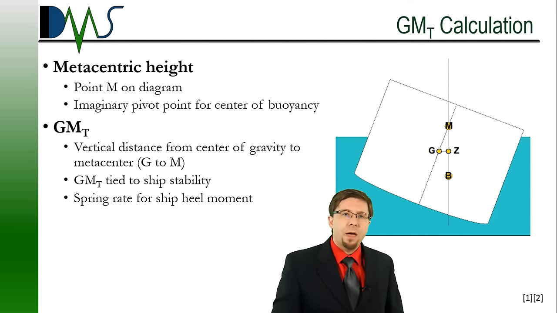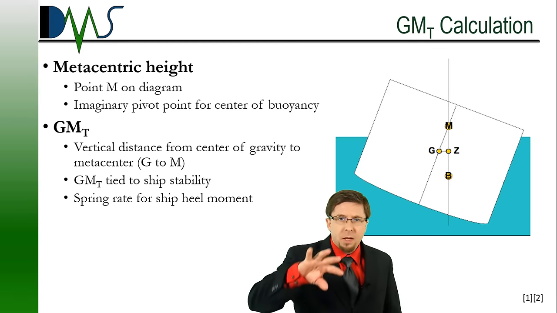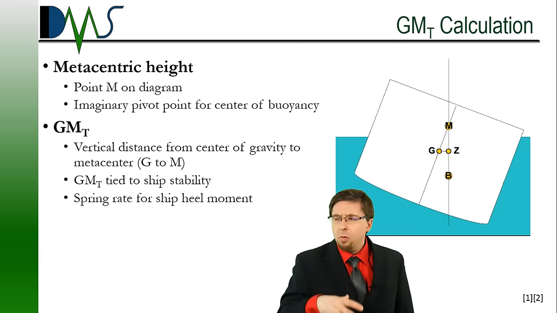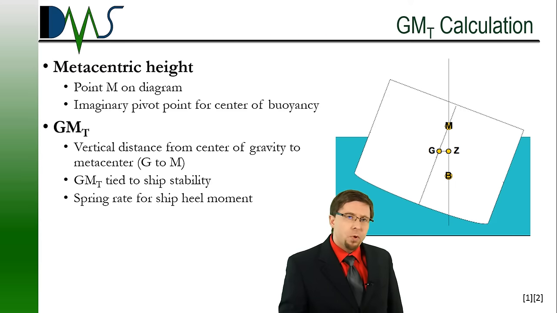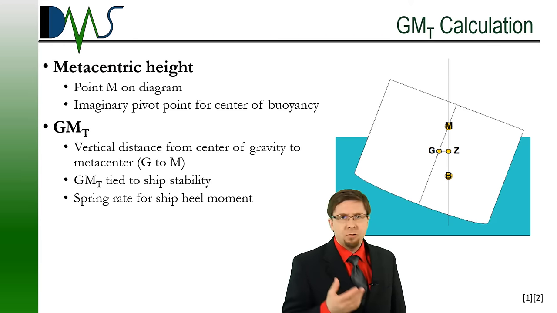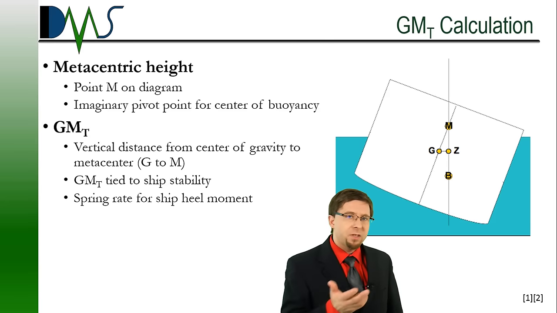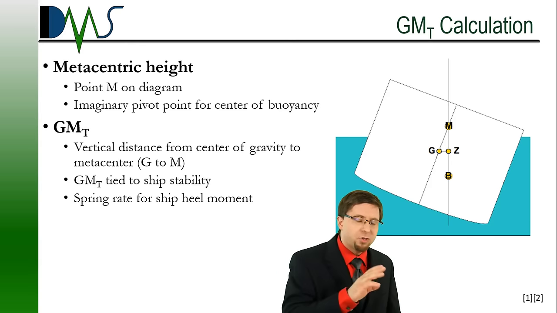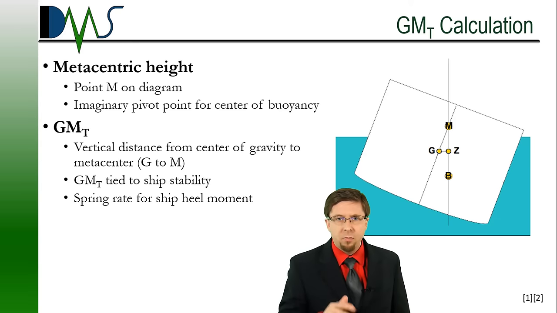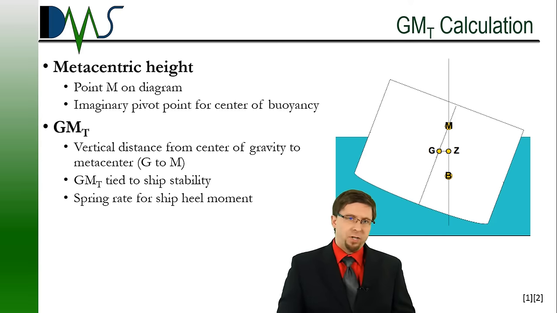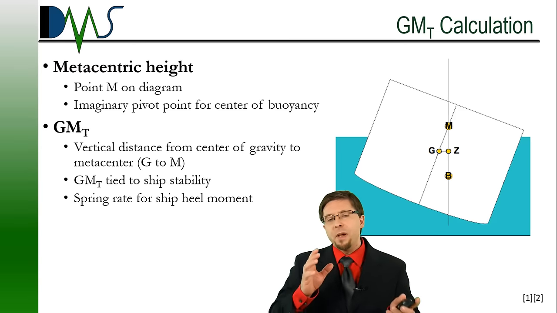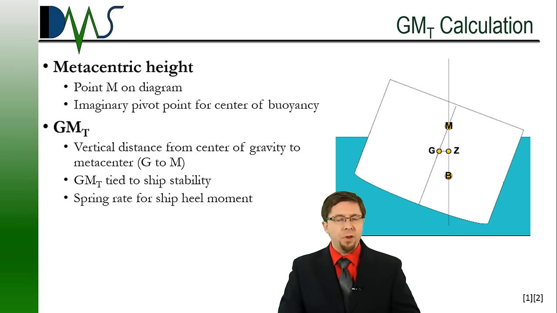Imagine the ship is acting like a giant spring. As you heel it over to greater angles, the heeling moment slowly increases. Well, we can imagine that the change of that heeling moment probably is not the same for every ship. There's probably some sort of measurement for how strong or weak that heeling moment is. If the ship were a spring, the GMT would be the spring rate.